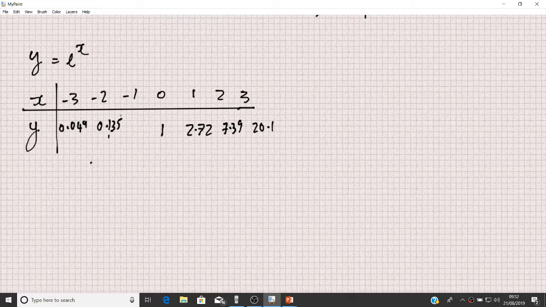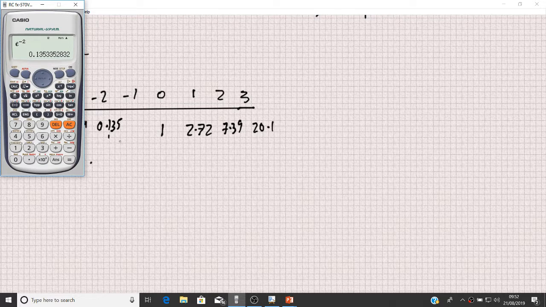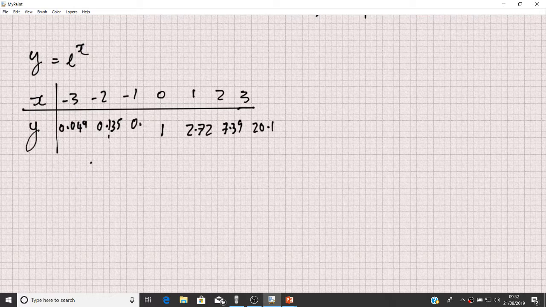And then on my table, the last value I need now is e to the power of -1. Just edit on the calculator the value we had. So e to the power -1 will give me 0.3678, so we'll just call that 0.368. Okay, so we're going to use these values to sketch the curve y equals e to the power of x.